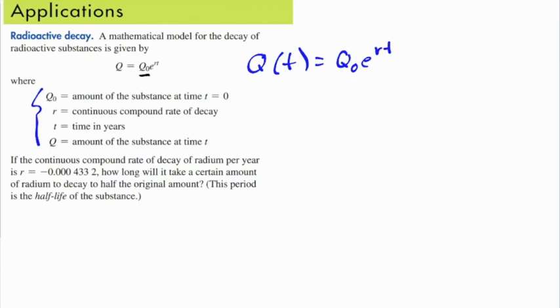If the continuous compound rate of decay of radium per year is given by this r value, and because it is already a decimal, we don't have to do any conversions, how long will it take a certain amount of radium to decay to half the original amount? This is known as the half-life.